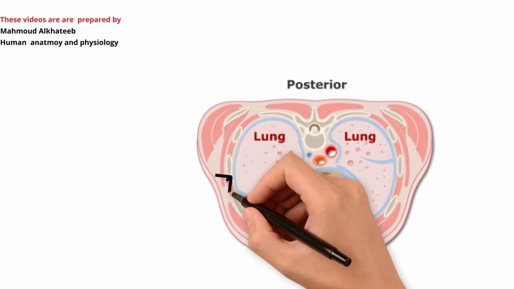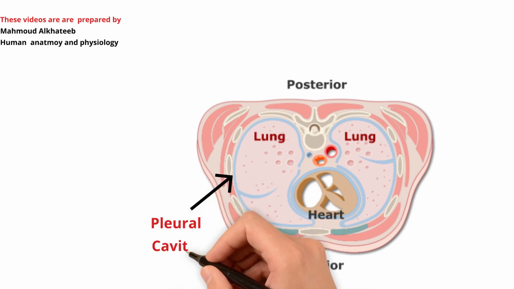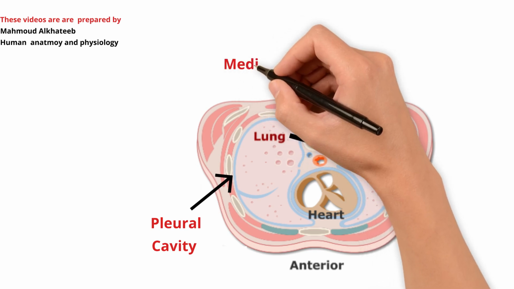Let's take a cross-section of the thoracic cavity. We can see the pleural cavities surrounding each lung. We also observe the mediastinum between the 2 lungs containing the heart and blood vessels.